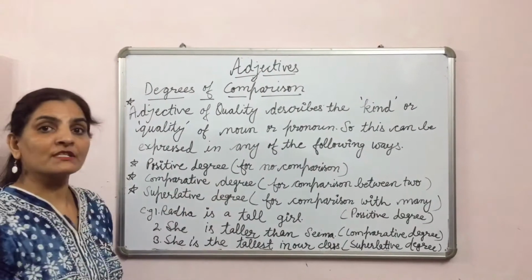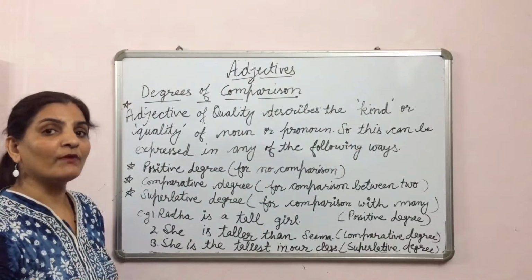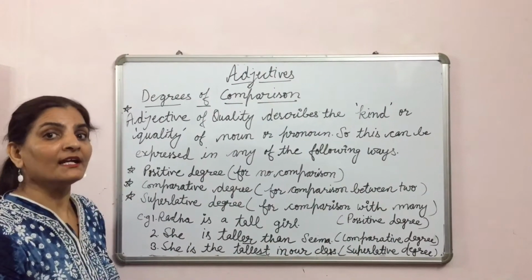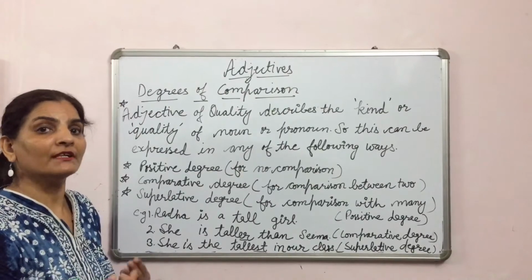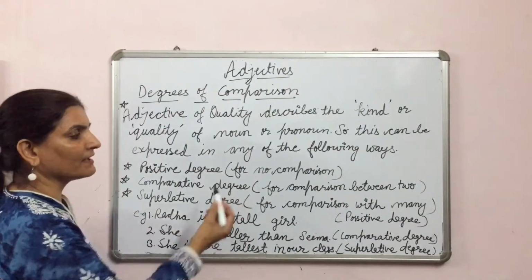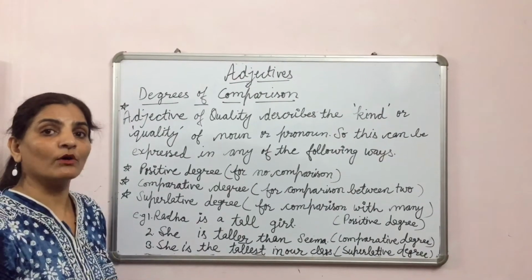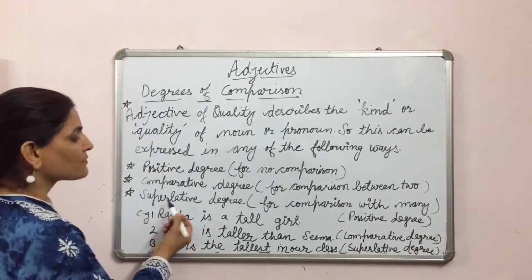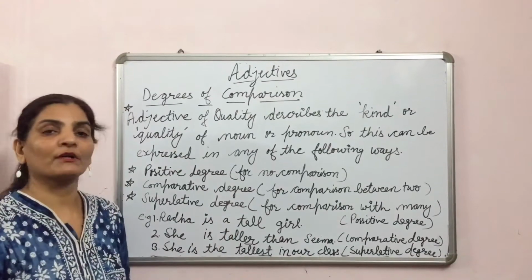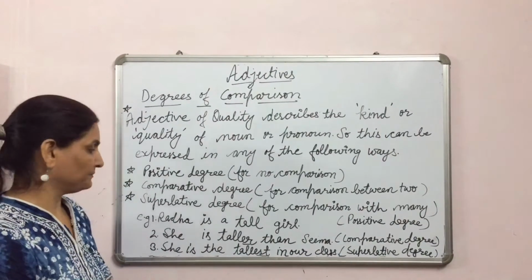Positive degree is used for no comparison. When there is no comparison, then we will use positive degree. Comparative degree is used for comparison between two things or persons. And superlative degree is used for comparison with many.